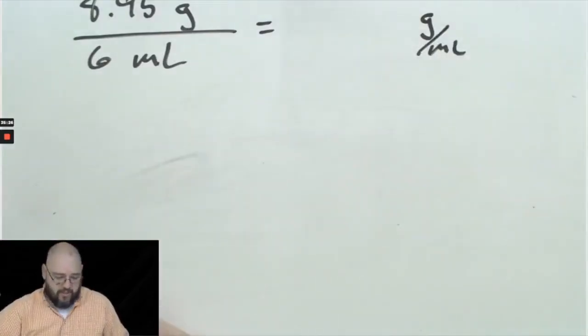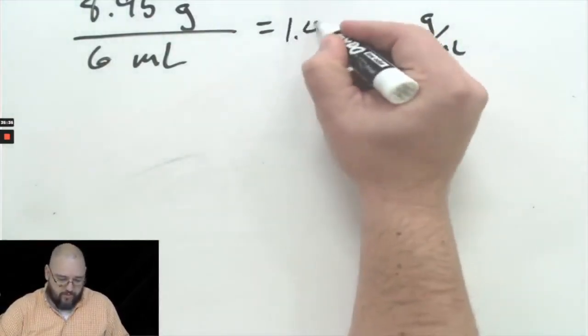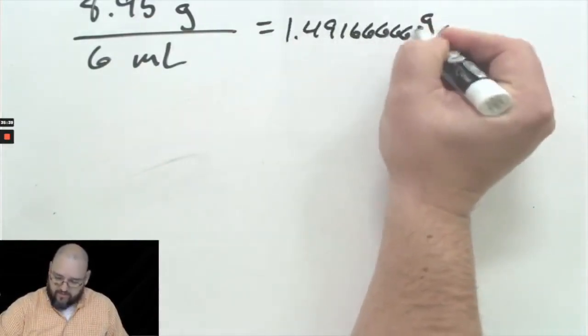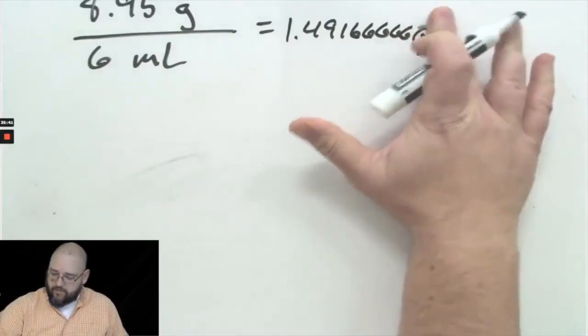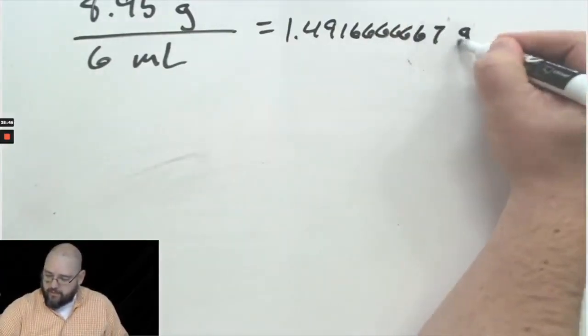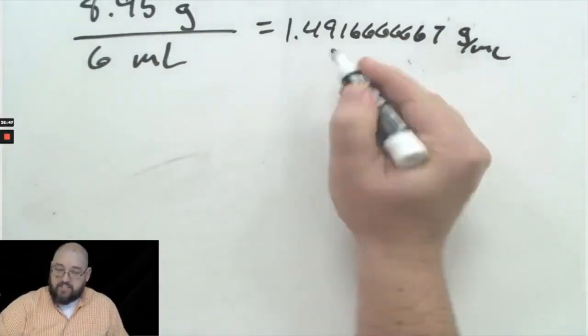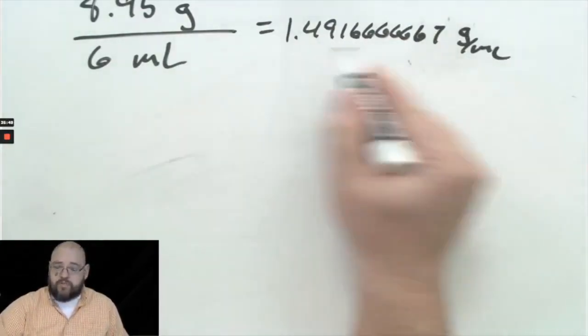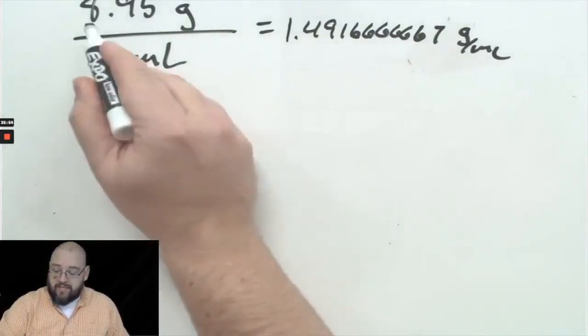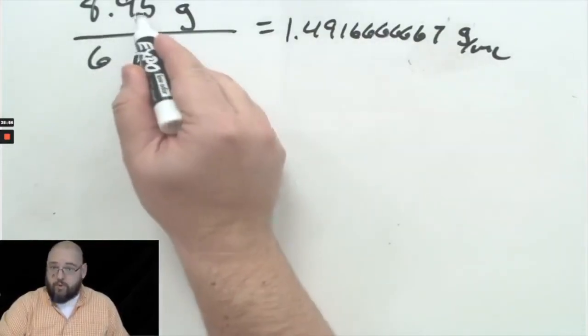What's my answer going to be? Well, in my calculator, I do 8.95 divided by 6, and I get an answer of 1.491666667 grams per milliliter. Now, this is a super precise measurement. This, not a precise measurement. This is even more precise than our more precise measurement.